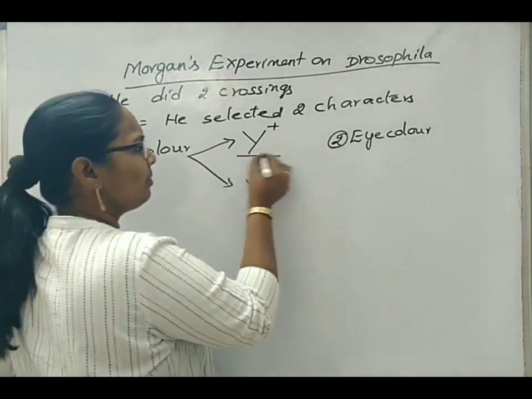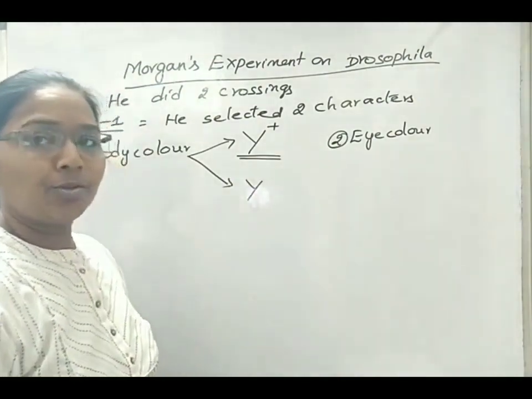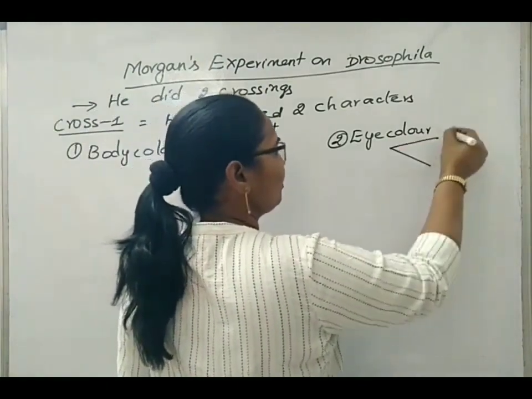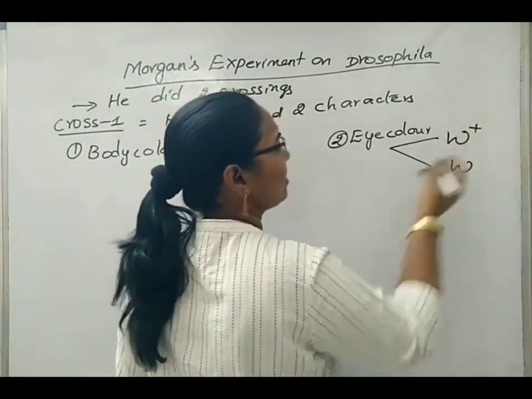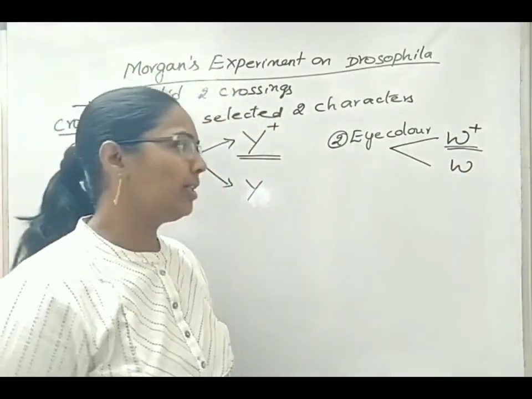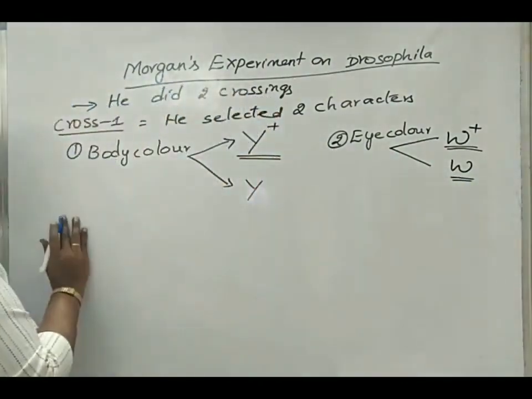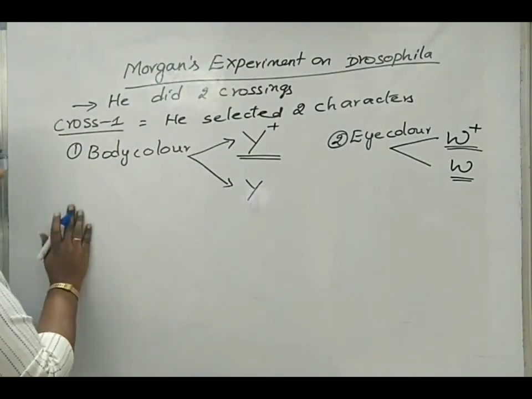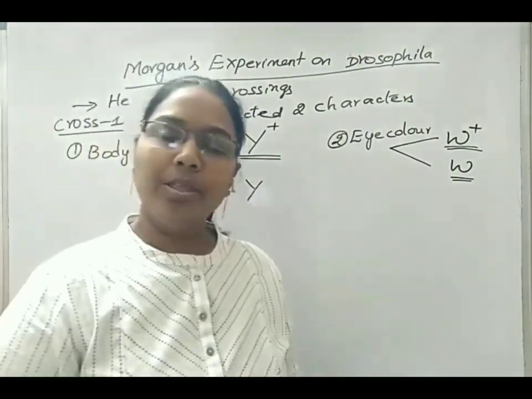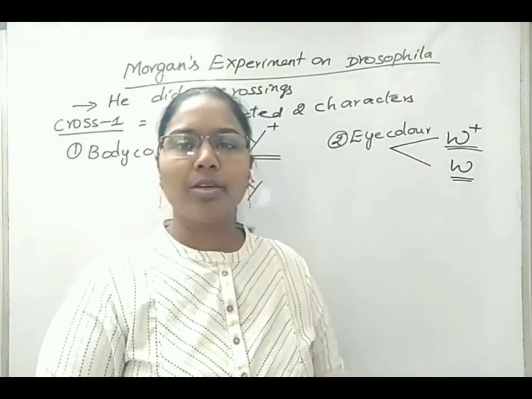Y plus indicates the natural type of body color in Drosophila, that is naturally existing in nature. In case of eye color also, we are representing it like this. This indicates the red color of the eye that naturally exists in nature, and this is represented as white eye. But I said that in nature only brown-bodied Drosophila and red-eyed Drosophila are normally existing.